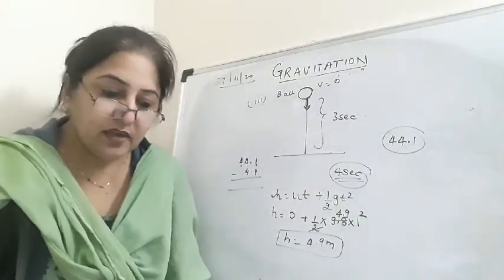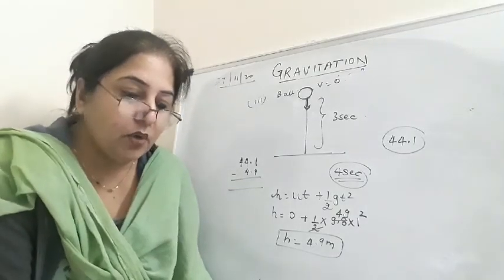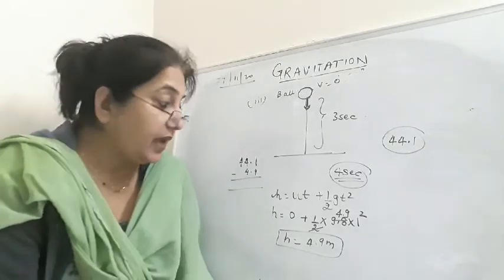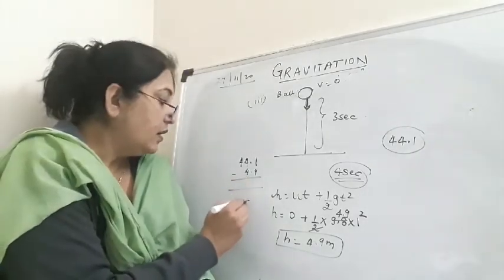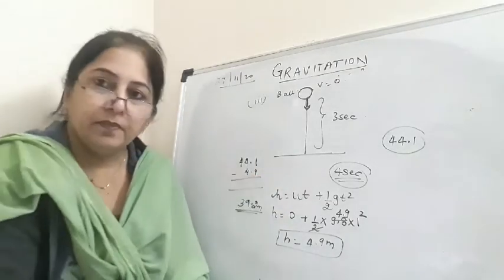Okay, so let me check what is given at the back. It is saying that after 4 seconds, the ball will be at a distance of 4.9 meters from the top and 39.2 meters from the ground.